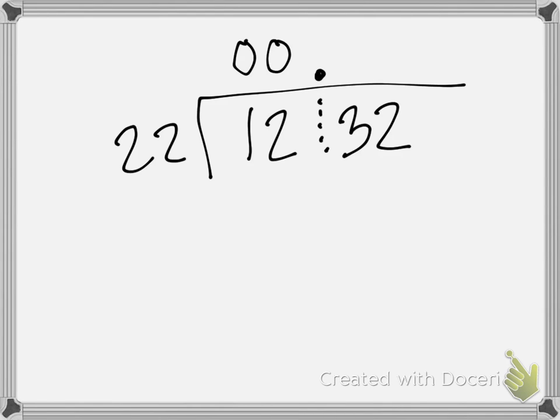Now let's think about it. How many times does 22 go into 123? We think it's 5 times? Yes. Let's see. 22 times 5. Do you think we can get any closer? We might be able to get closer. Let's try that. What's 6 times 2? 12. And we add it.